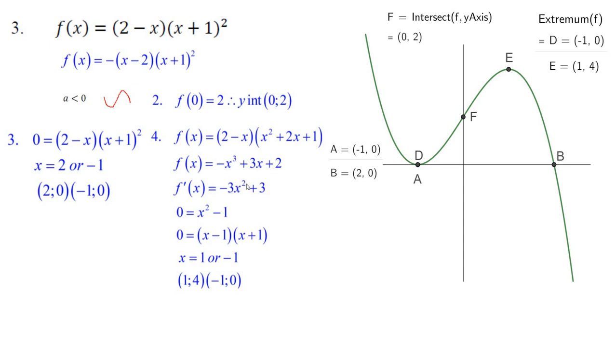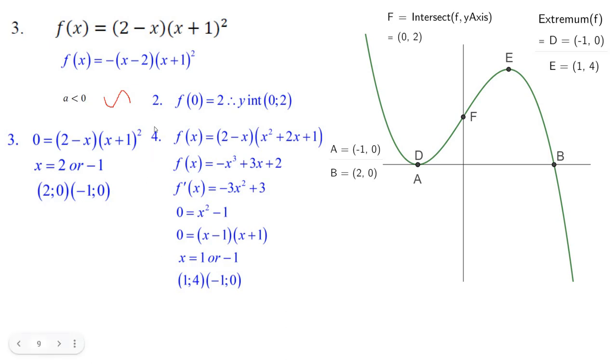Now we can take the derivative, minus 3x squared plus 3, let it equal 0, and divide everything by negative 3, and you'll get x squared minus 1. Oh, that's x minus 1 times x plus 1, is how you factor that. So 1 and minus 1 are the x coordinates of the turning points.